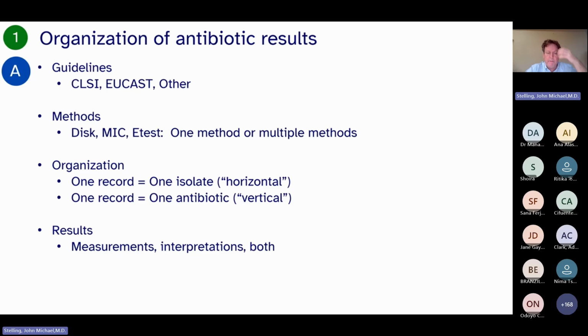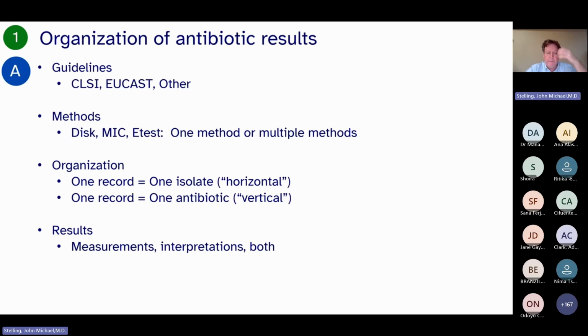Excuse me. John Smith, blood, E. coli, ampicillin, penicillin, ciprofloxacin, everything is on one row. That's very typical of Excel data entry. And some of the machines do that.